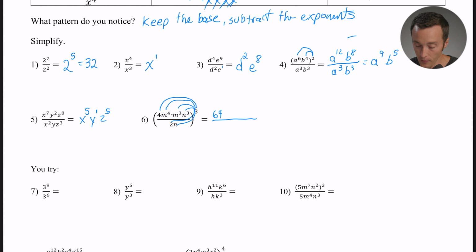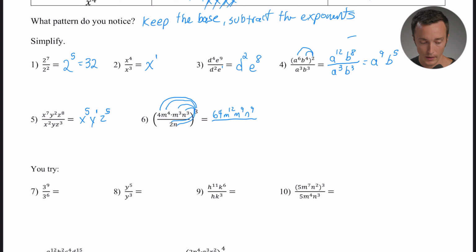How about m to the fourth to the third? I'll call that m to the 12th. If you're confused about where I got that 12, I just did 4 times 3. What about that next term with an m, that m to the third to the third? Well, now that's m to the 9th, because 3 times 3 is 9. And then last in the numerator, it's going to be n to the 9th. And again, because that was n to the third power.